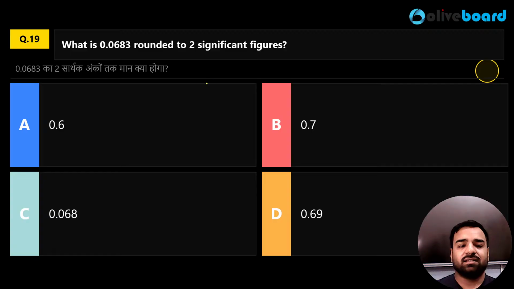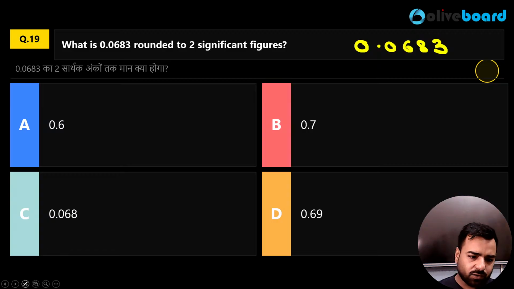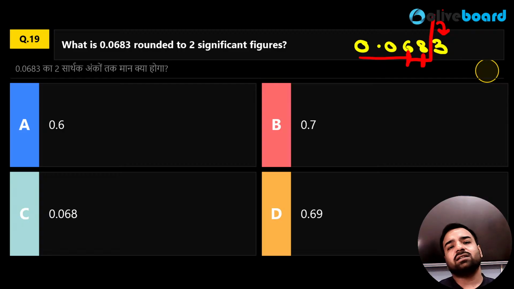Now we're talking about rounding off to two significant figures. See, if I talk about 0.0683, let's try to round it off to two significant figures. First of all, if zeros are in the starting, we will ignore that. So this is the first significant figure. Second significant figure, just make a line here. Just check whether the next digit is 5 or greater than 5. So it's neither 5 nor greater than 5. Just write as it is.